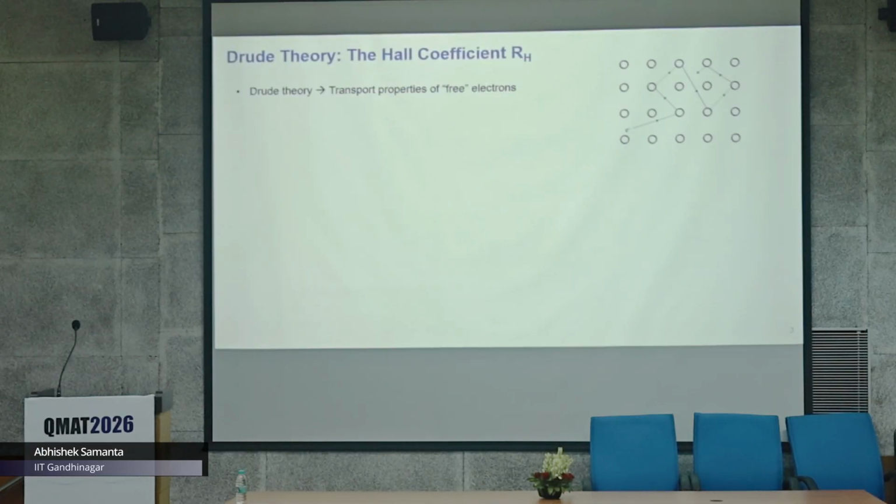Okay, so let me start with the Drude theory, which explains the transport properties of free electrons. The Drude theory assumes that the electrons behave like classical gases with no interactions and very weak scattering. So first we write down the equation of motion for the electrons in presence of electric field E, magnetic field B, and the scattering lifetime tau.